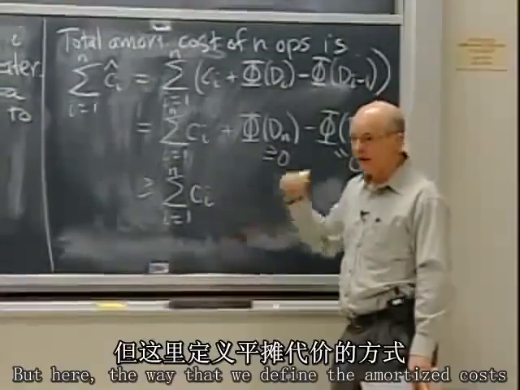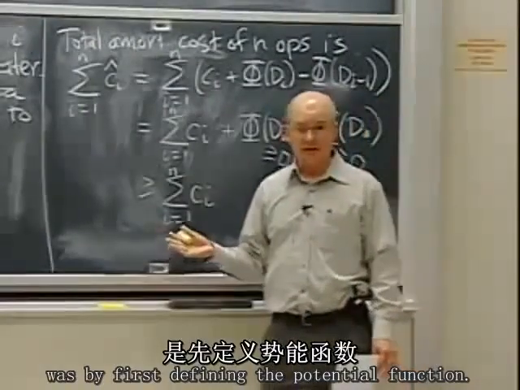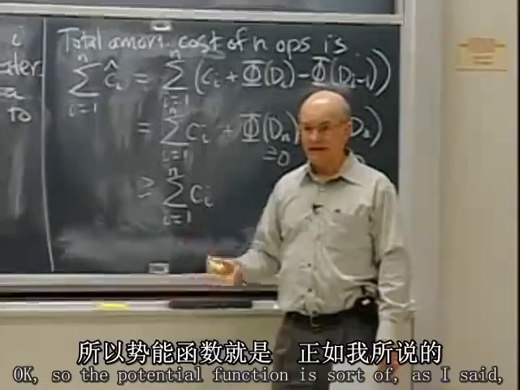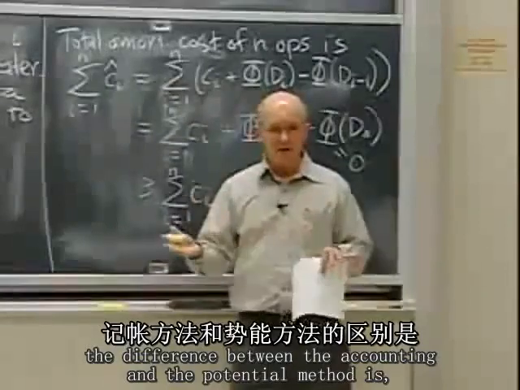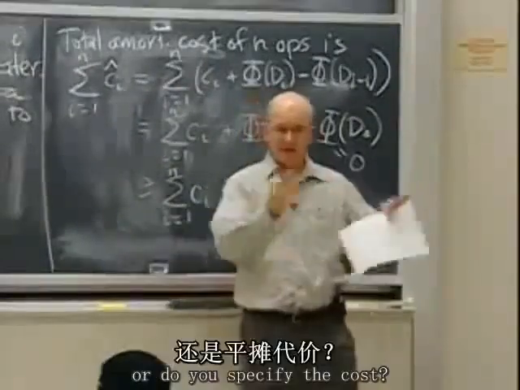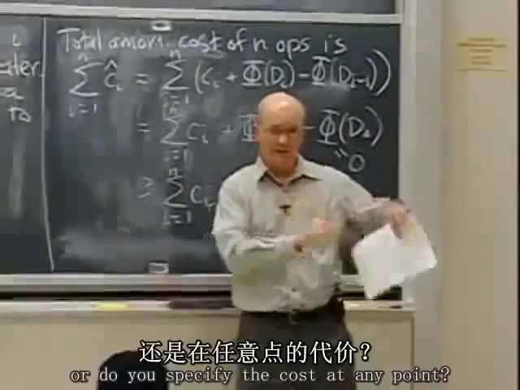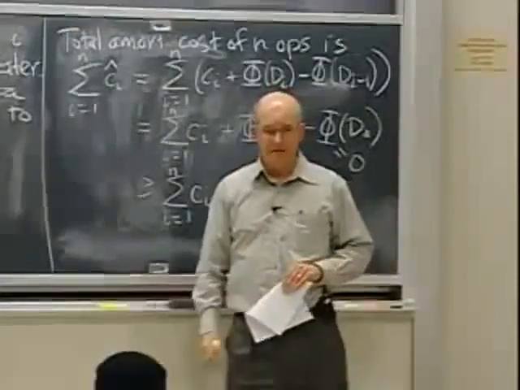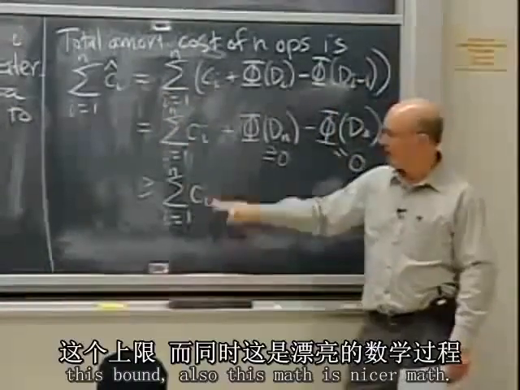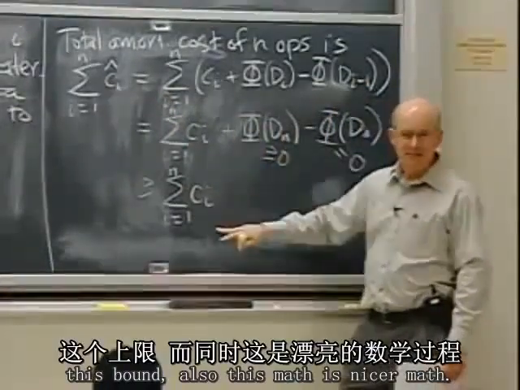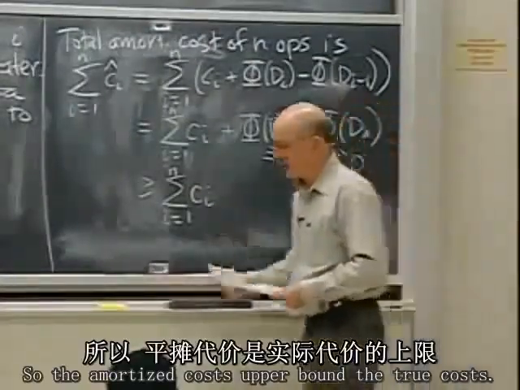But here, the way that we defined the amortized costs was by first defining the potential function. So the difference between the accounting and the potential method is, do you specify the bank account or do you specify the cost? Do you specify the potential energy at any point, or do you specify the cost at any point? But in any case, you get this bound. Also, this math is nicer math. I like telescopes. So the amortized costs upper bound the true costs.